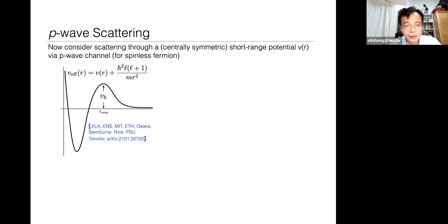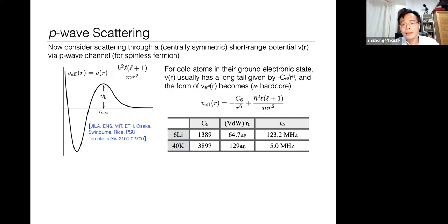So for the P-wave scattering, as you know, we have an effective potential, the short range potential added to the centrifugal barrier. You have this typical form here. There is the height of the barrier, and the distance away from the origin where you have this maximum barrier height. There are a lot of experiments on this, and I think the most recent one, Joseph had a characterization of the P-wave scattering in potassium gas. In that case, all these parameters in the long range part are known for potassium and lithium.